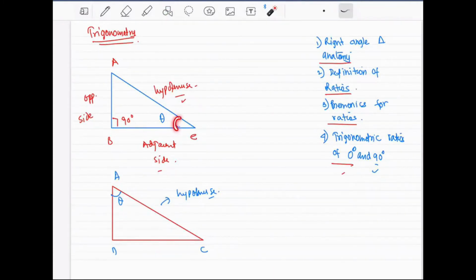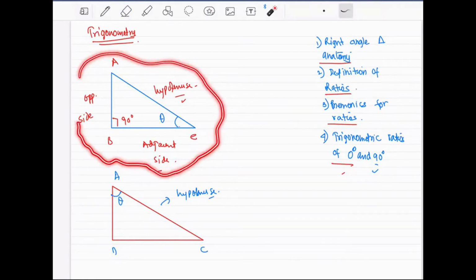If I take the angle here, the opposite is this one, adjacent is this one. But if I take this as the angle, then what's the opposite side now? This will be the opposite side. And what's the adjacent? The next one is the adjacent. So where is adjacent, where is opposite? It all depends on where you take the angle. For better understanding, you better draw this diagram right now. Just do it quickly.